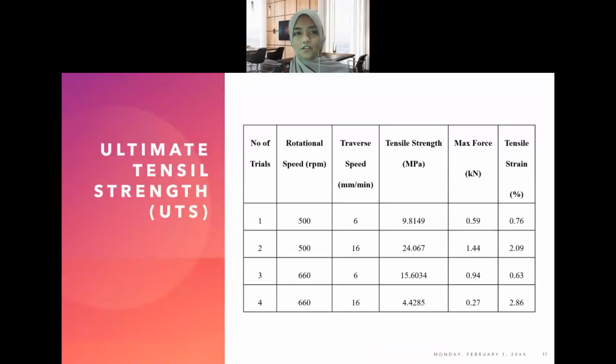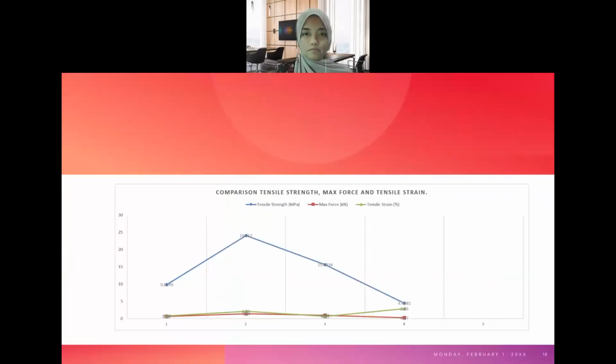And here is the ultimate tensile strength, UTS. As you can see, the highest goes to 500 and the lowest goes to 660, at 4.4285, while the maximum force goes to 1.44 kilonewton. And here is a better view for the comparison of tensile strength and maximum force.